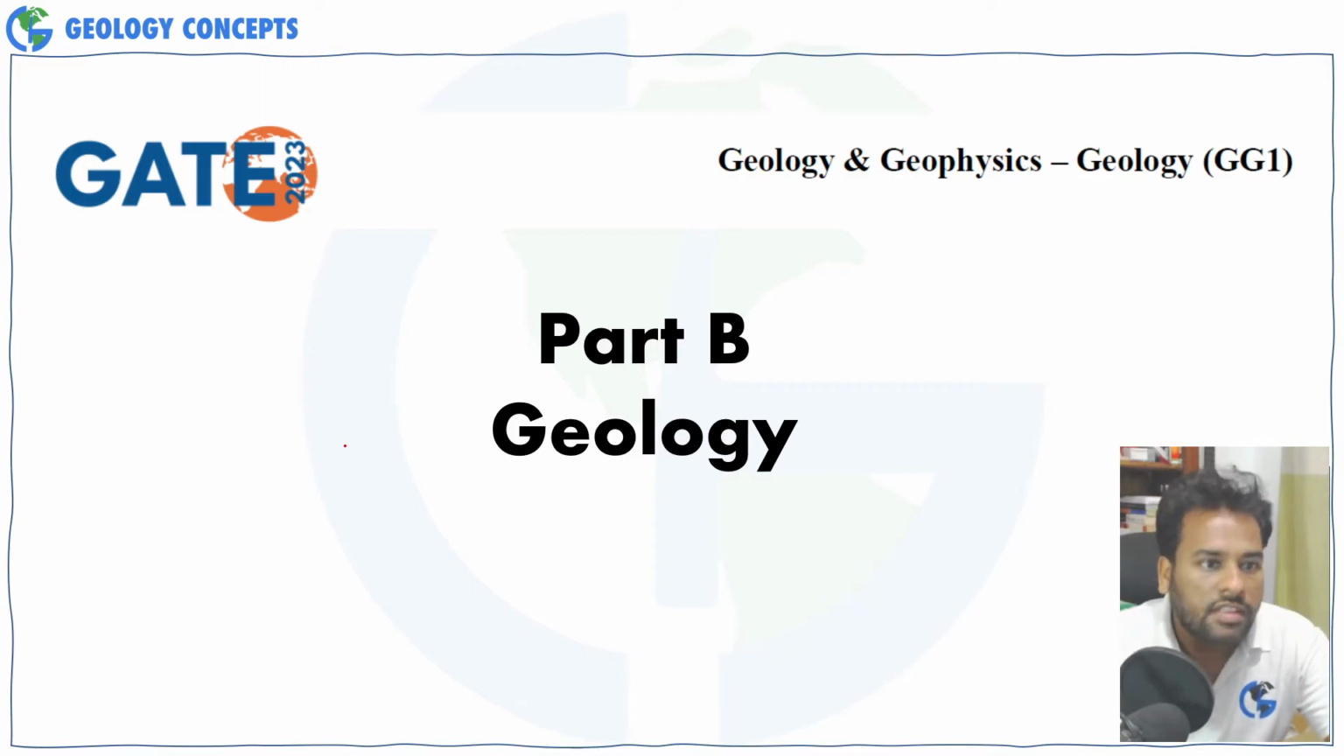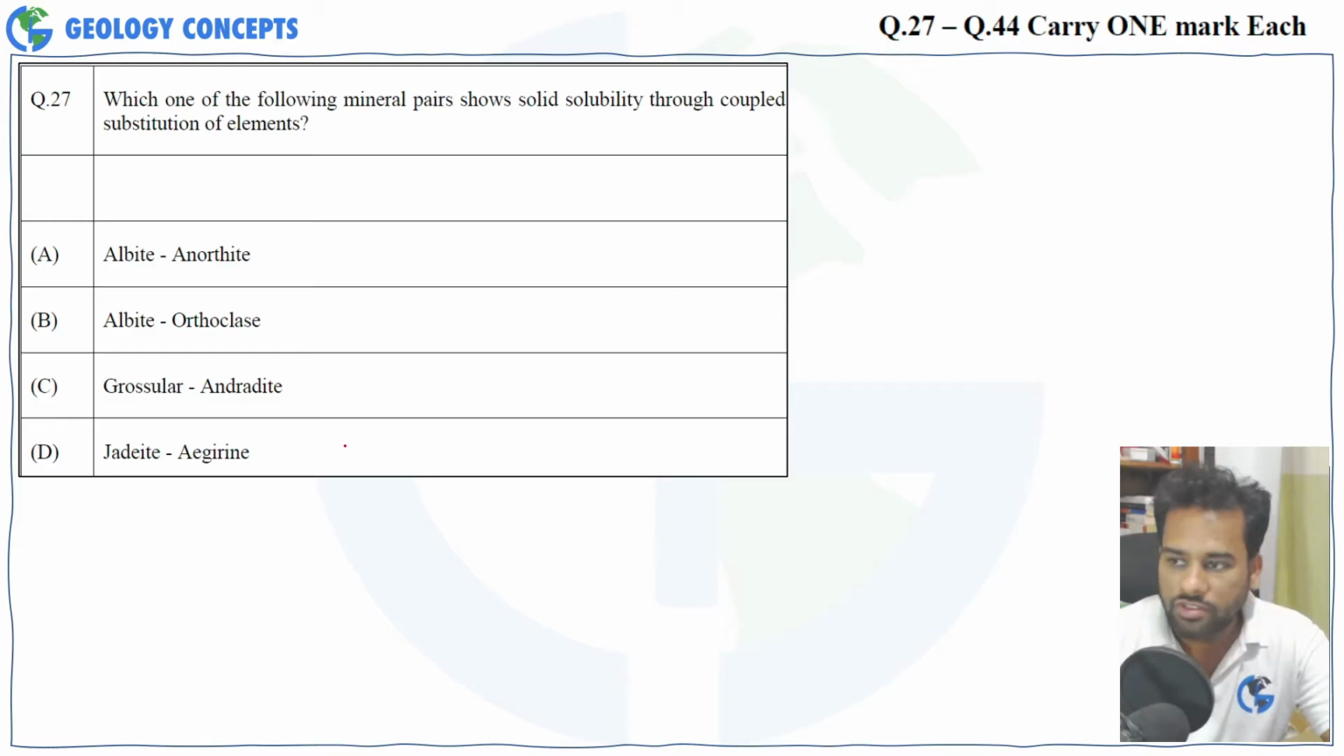So let's begin. In the first question, the 27th question so to say: which of the following mineral pairs shows solid solubility through coupled substitution of elements? The answer here is albite and anorthite, because they form a plagioclase, which is a solid solution and has Na and Ca, and albite and anorthite both have the same structure. So therefore this will be the answer.